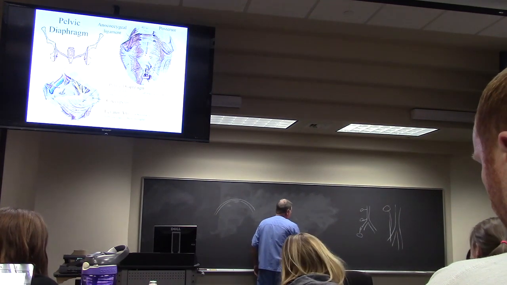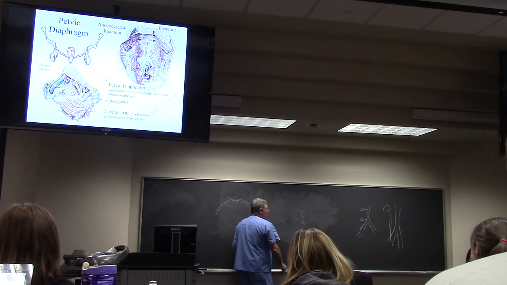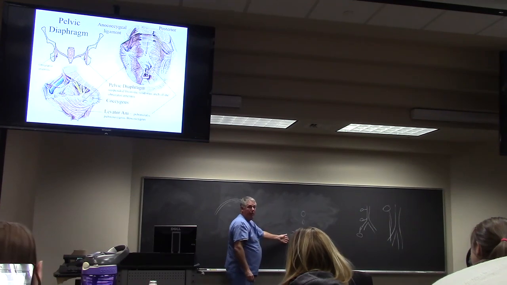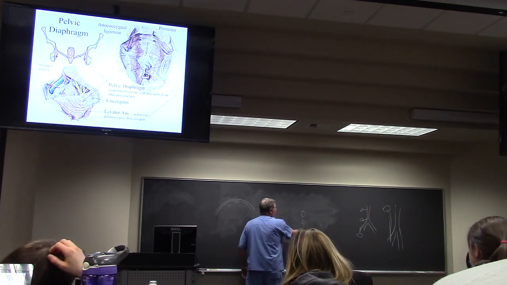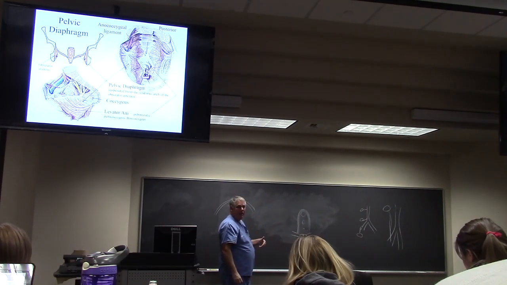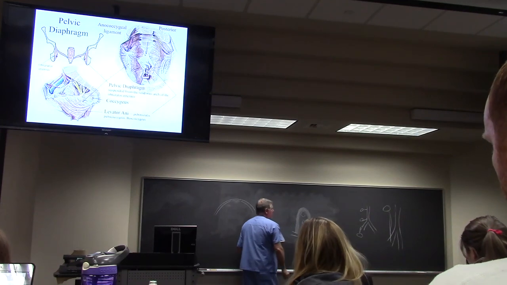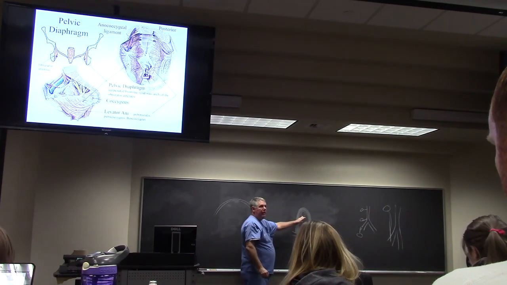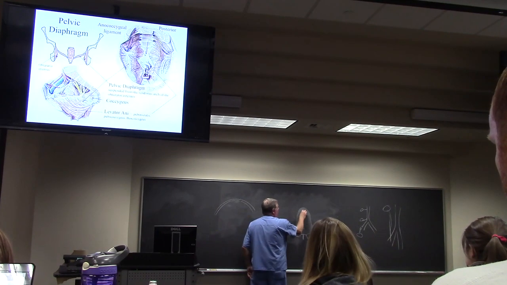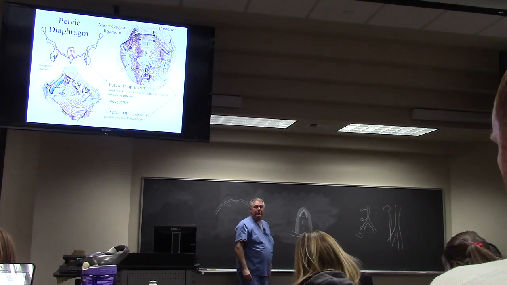Here's the pubic bone right here. Here's your anus, here's your vagina, here's your urethra. This is the pubic bone, the pubic ramus. The pubococcygeus comes off of that and wraps around like that. It forms a sling. That's the pubococcygeus. The part that is in touch with the rectum itself is this part right here. That's called the puborectalis.